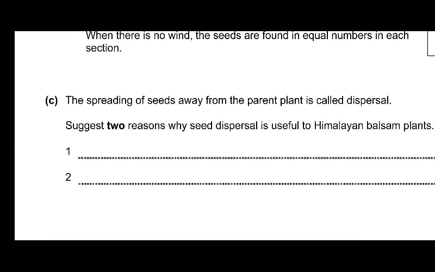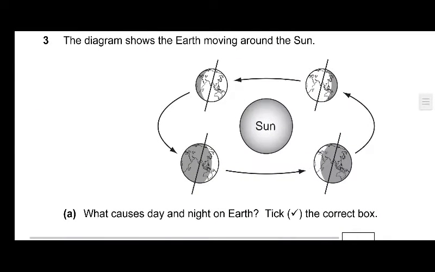The spreading of seeds away from the parent plant is called dispersal. Suggest two reasons why seed dispersal is useful to Himalayan balsam plants. Now that's biology. That's just biology. All right, now let's go to this part.